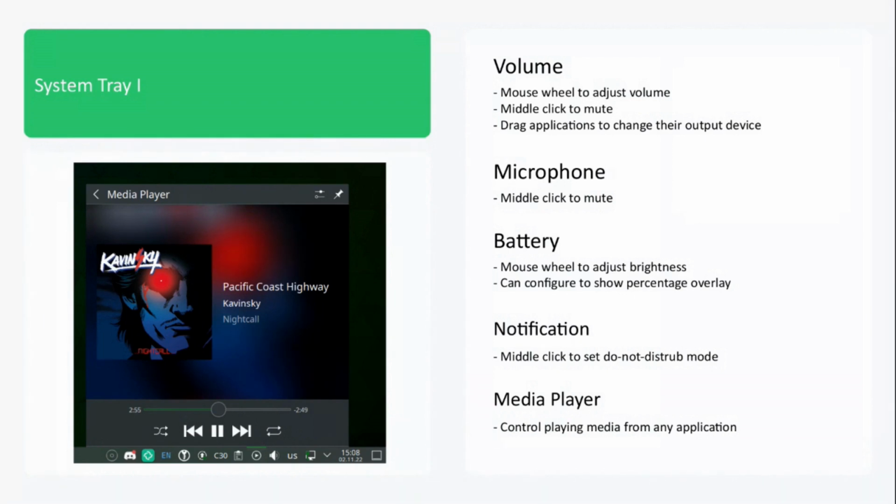So you can really wheel on the volume icon to change the volume. You can also middle click on the volume icon to mute it. Super handy. You can also drag applications around in the volume applet to give them different outputs. You can also click on the microphone icon to, well, mute the microphone. Then there's, of course, this lovely media player widget, which allows you to control just about any media player without ever going into the media player.